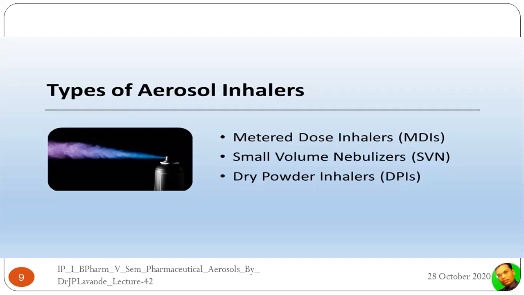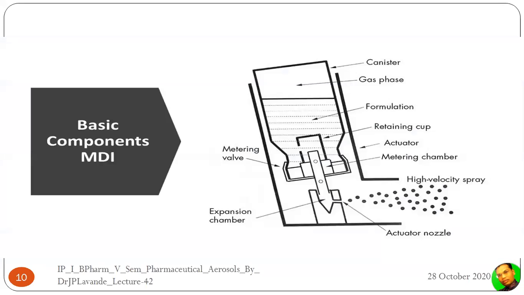Just from the name itself, we can have an idea that the metered dose inhaler is responsible for delivering a metered or measured amount of dose. Small volume nebulizers are intended for delivery of content in the form of a very small volume. And dry powder inhalers are products which contain dry powder inside of these inhalers.